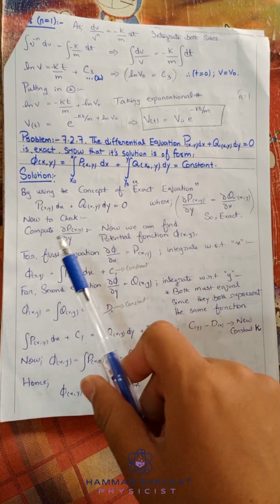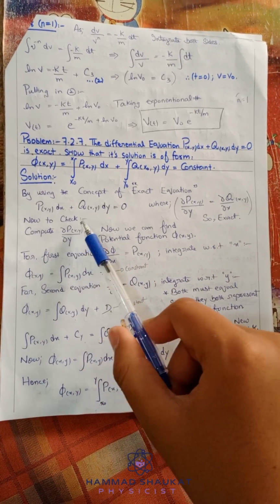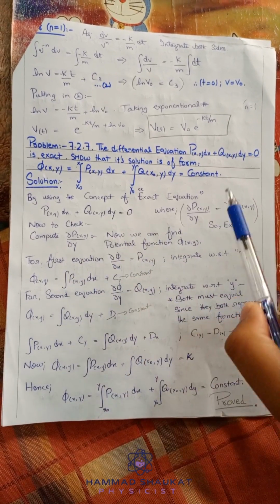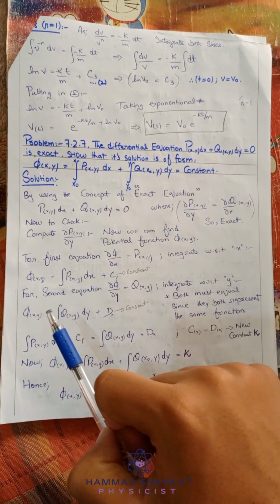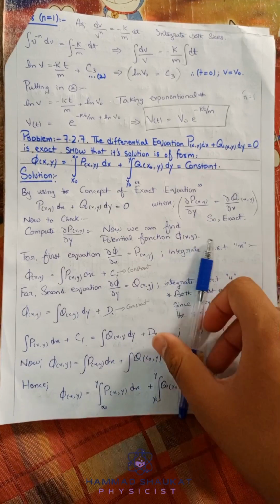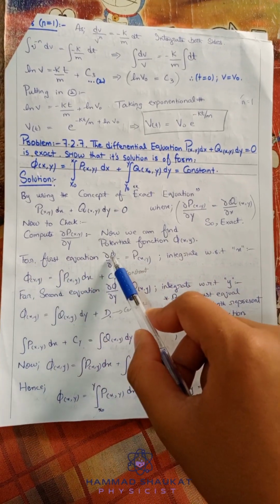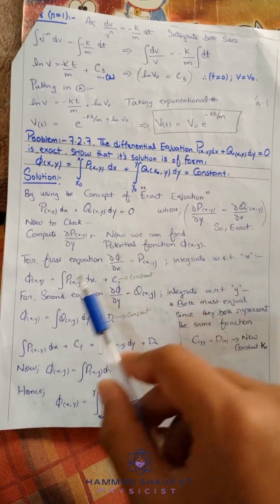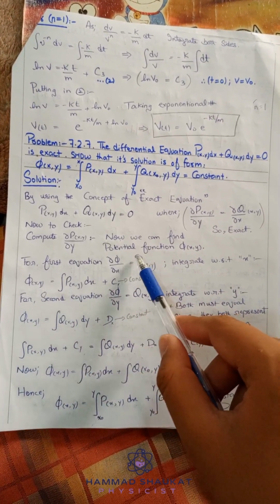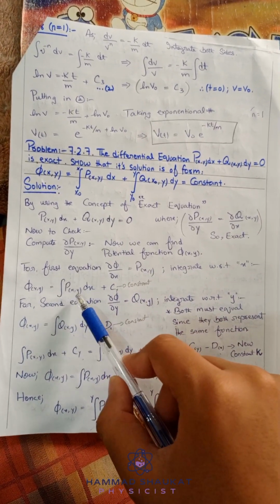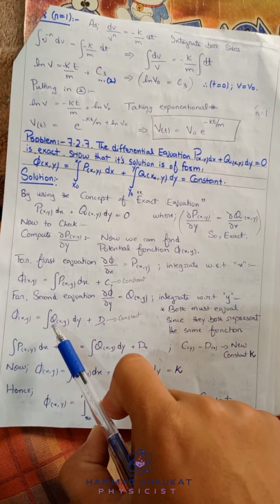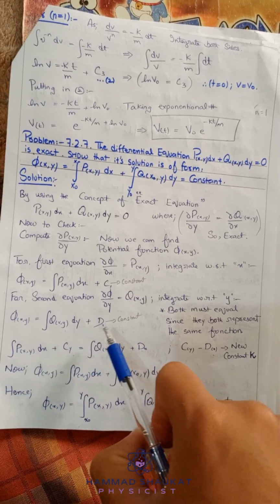Okay, so compute partial p divided by partial y. Now we have to take the potential, which is also equal to this, so psi of x also equals this. For the first equation, partial psi by partial x equals p of x,y, integrate with respect to x. So psi of x,y becomes equal to the integration of p of x,y plus c. Similarly, for the second, you have to take the integration of q of x,y plus t.